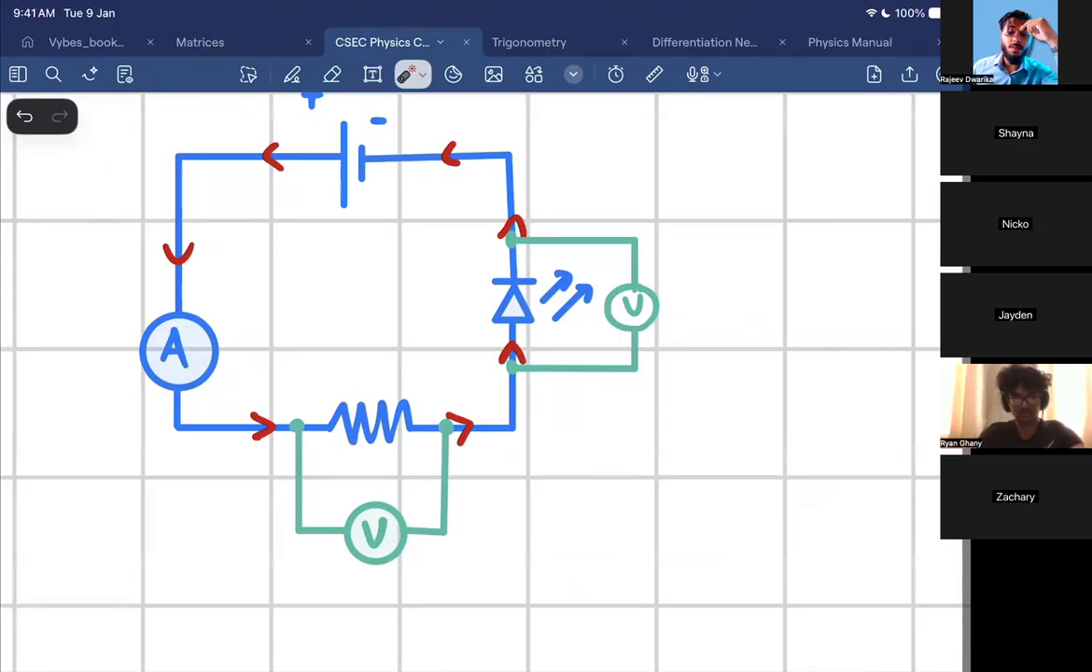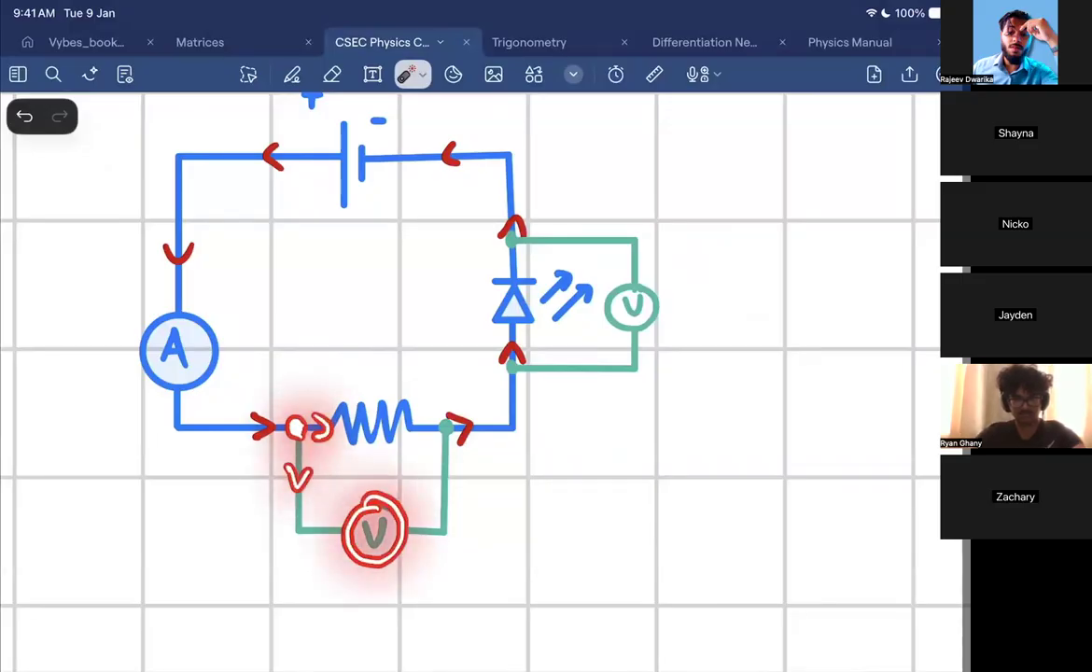Parallel. Right, because when you connect something in parallel, it's across how many points? 2 points. Good. Nikolai, when the current reaches this junction over here, what happens? It will continue flowing, but what will it do? It will split, because it will go into the voltmeter and the resistor.